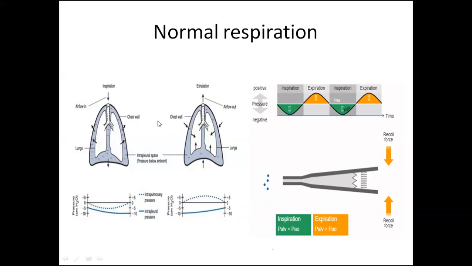So your pressure in the pleura will become more negative. You see here, -5 initially, and it will become -10 at the peak of inspiration. So 0 minus -10 will become 10. So it will create a gradient for the air to move in.